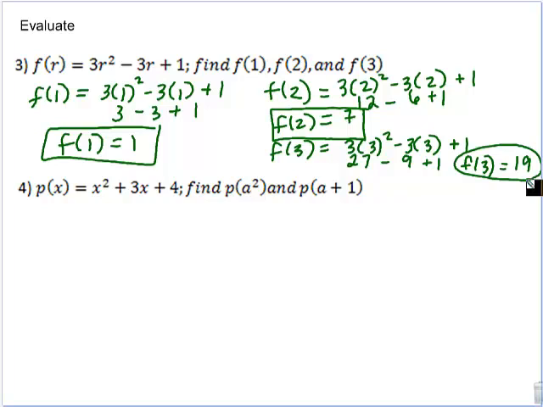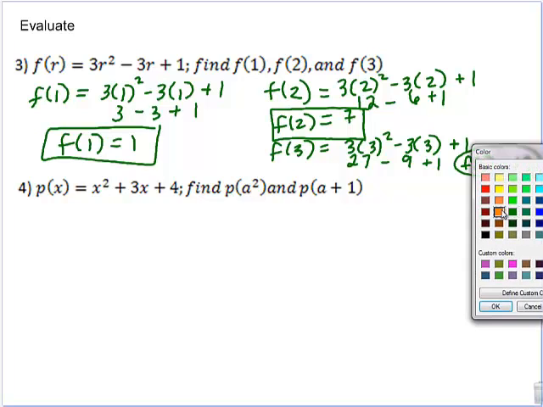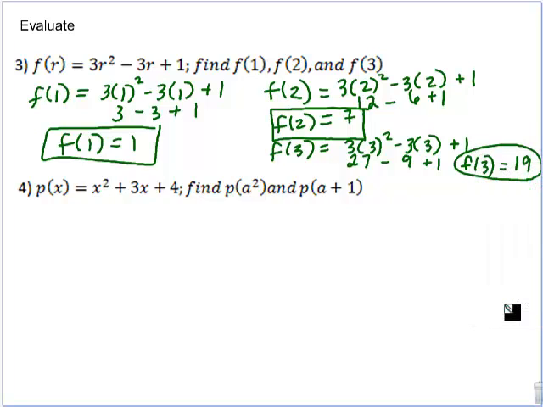Okay, so that's just finding it with our numbers. So now, number 4, we're going to find it with expressions. So we're not just going to evaluate and get one number out, we're going to evaluate and get an expression out. So here we have p of x. So this is a function called p of x, is equal to x squared plus 3x plus 4. We're going to find p of a squared and p of a plus 1.